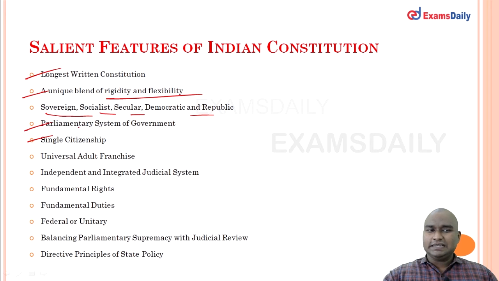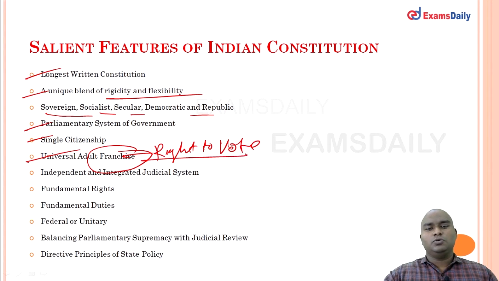Okay, we are following single citizenship, universal adult franchise, that is franchise means right to vote. Right to vote. The person who crosses the age called adult has the right to vote. Such concept is called universal adult franchise.